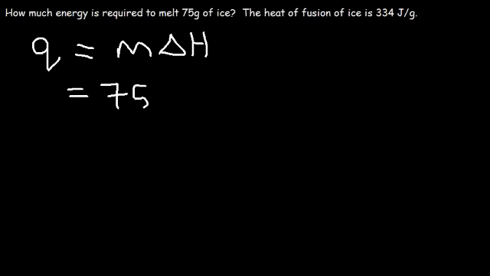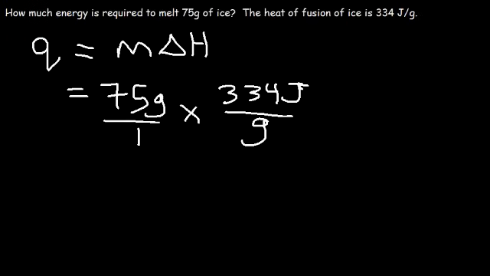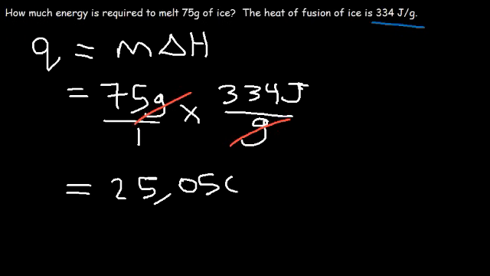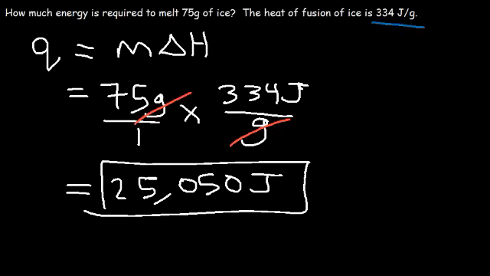So we have 75 grams of ice, and the heat of fusion for ice is 334 joules per gram. So what this means is that if you have 1 gram of ice, it requires 334 joules of heat energy to melt that 1 gram of ice. So if you wish to melt 75 grams of ice, you have to multiply 75 times 334 to get that answer. And it's equal to 25,050 joules. So that's how much heat energy is required to melt 75 grams of ice.